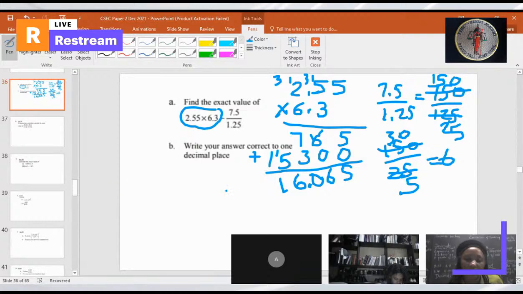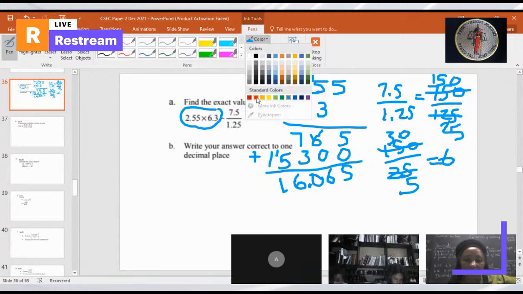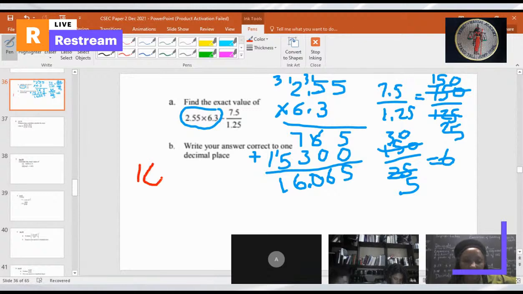All right, so they ask us to take this answer from this answer. So we're to take 6 from 16.065. Where do I line up the 6? Under which digit? Where do I line up this 6 to take from it? Miss, under the 5 here.